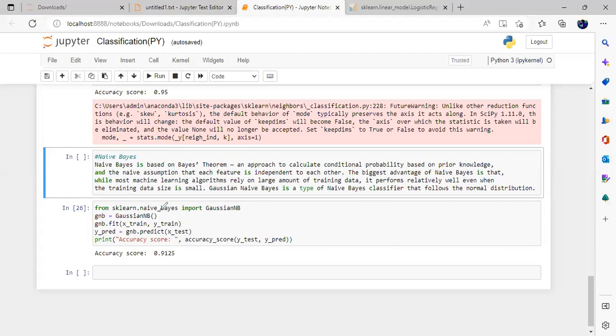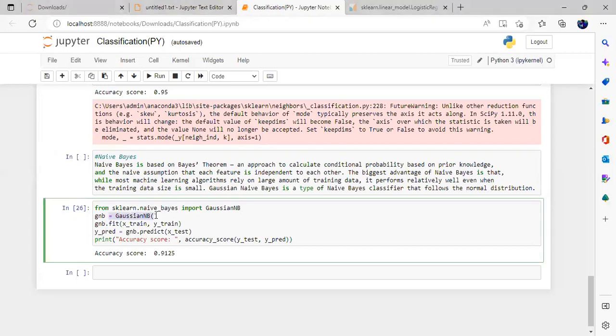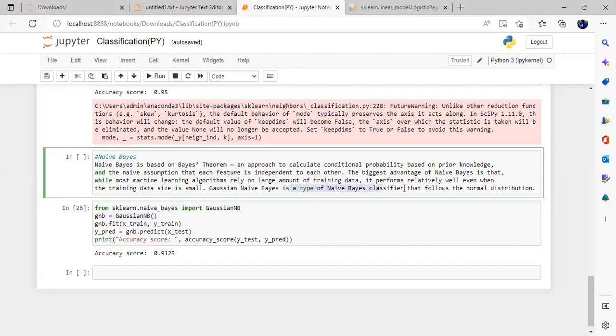Here also we have a one line code for Gaussian. Yes, we use Gaussian naive Bayes, the type of naive Bayes classifier that follows the normal distribution. For the normal distribution, we use this Gaussian curve, which I hope you are aware of. Now let me show you. This is your normal distribution.